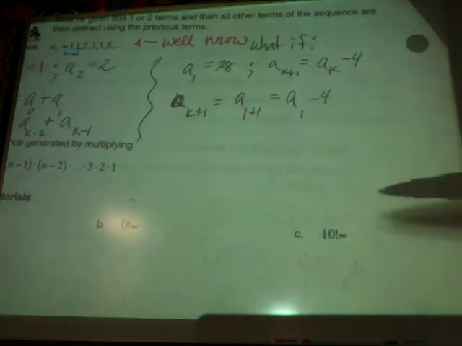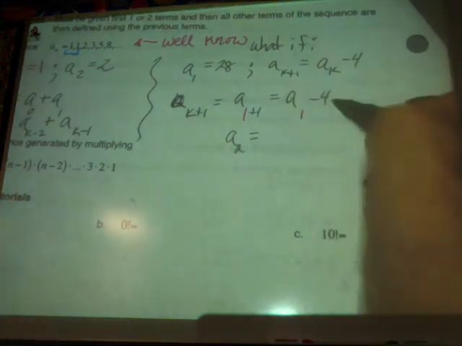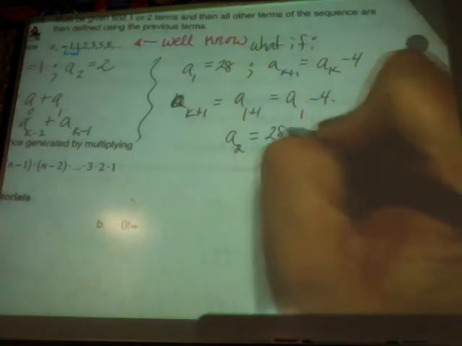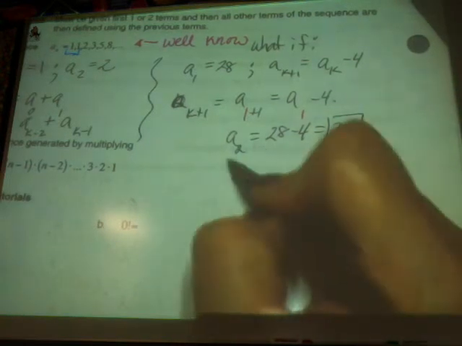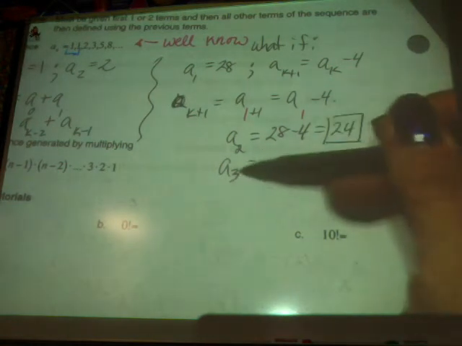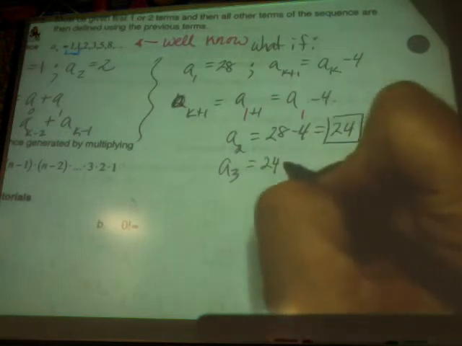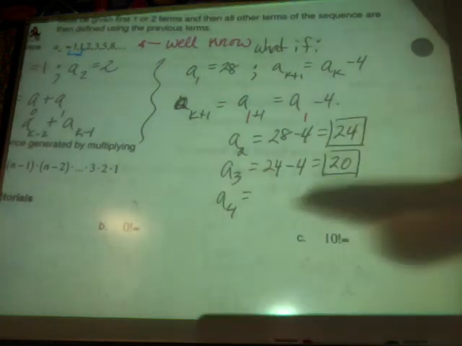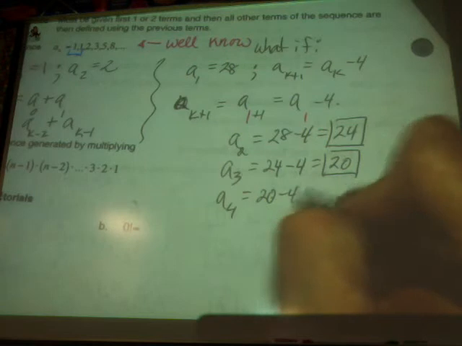Don't we know a sub 1? Isn't 1 plus 1 2? So to get the second term of the sequence, we're going to take the first term and subtract 4, or the previous term. Well, the previous term is 28 minus 4, which is 24. How do you find a sub 3? What's the term before a sub 3? Wouldn't it be a sub 2, which is 24, minus 4 equals 20? A sub 4, what do you put here? 20, the previous term, so 20 minus 4 is 16.